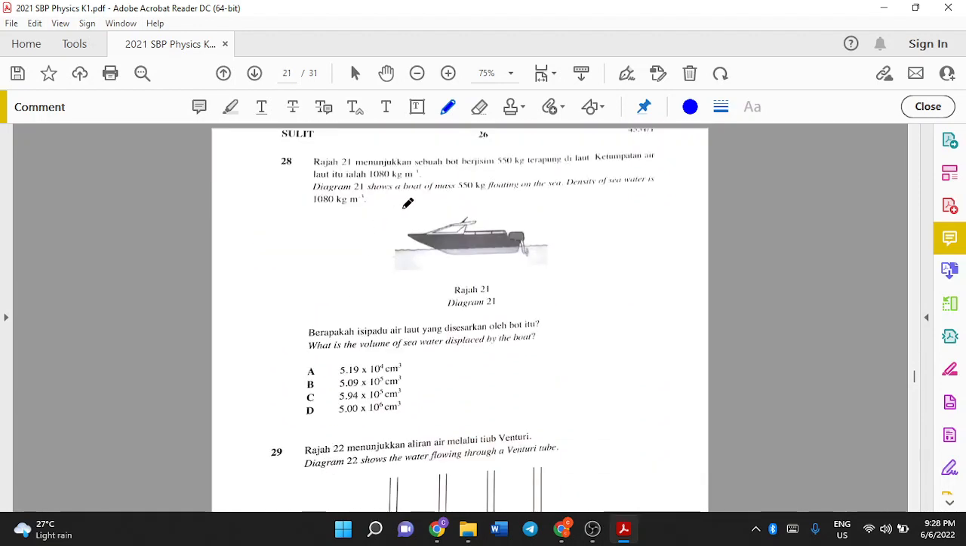So diagram 21 shows a boat of mass 550 kg floating on the sea. Density of seawater is 1080 kg per cubic meter. What is the volume of seawater displaced by the boat? According to Pascal's principle, the weight of fluid displaced by an object equals the buoyant force. Since this is floating, the downward force should equal the upward force. The downward force is the weight, which is the mass multiplied by gravitational acceleration.